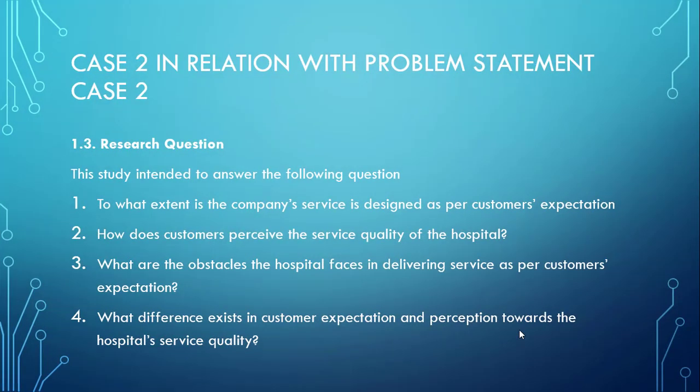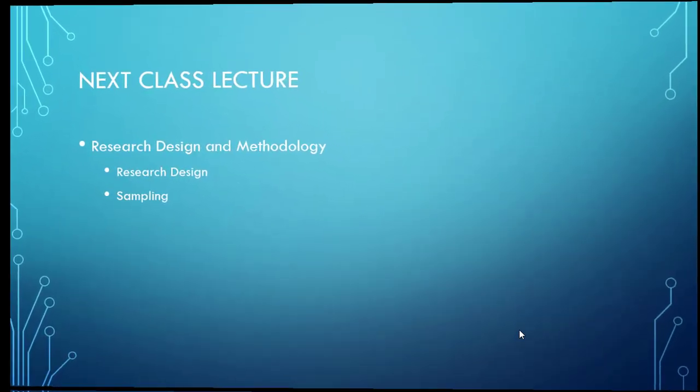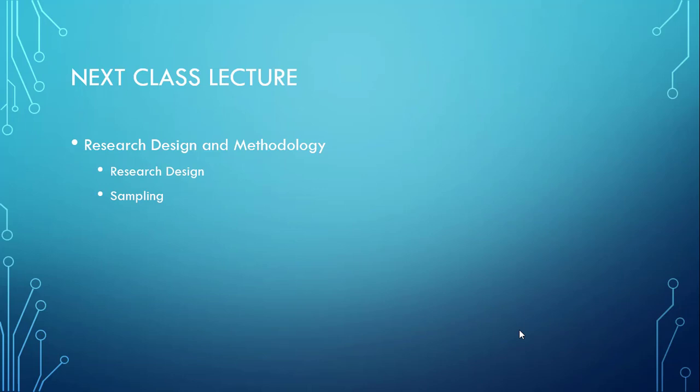So this is all about the research question, and in the next lectures we'll be discussing the research design and methodology. Basically we'll be discussing research design, and we'll be discussing sampling, meaning we'll discuss what research design is, what types of research design there are, and what things you need to consider when you write your research design, and when you write sampling, we'll do the same thing.